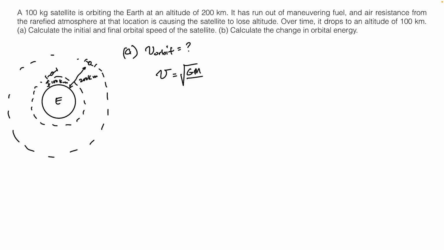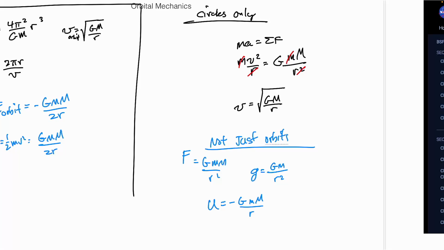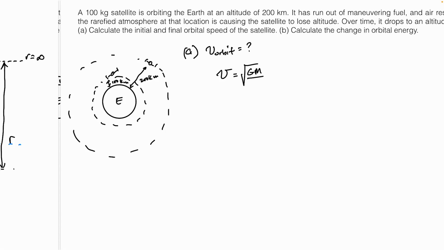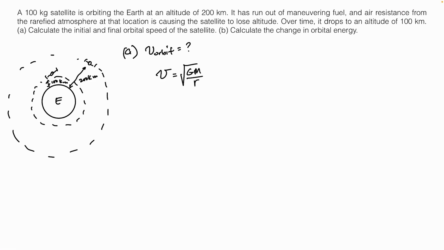I didn't pay attention. Just over R. Square root of big G M over R. Okay. So to calculate the orbit for the 200-kilometer orbit, right, we put in big G, 6.67 times 10 to the minus 11. What mass are we going to put in here?